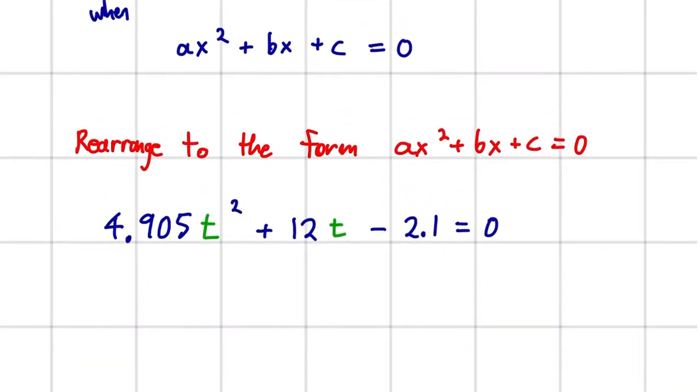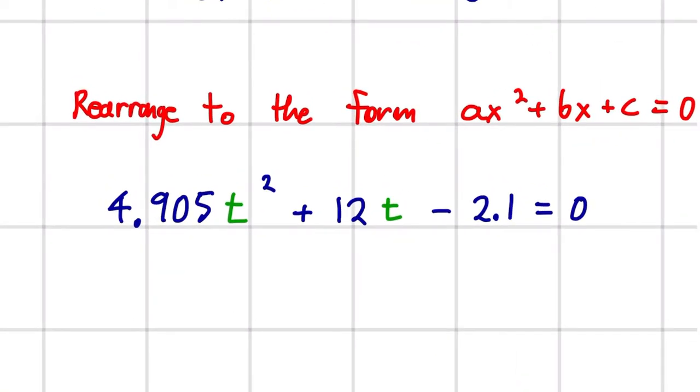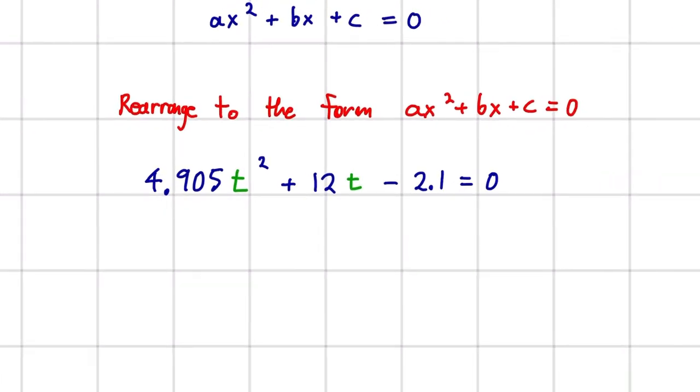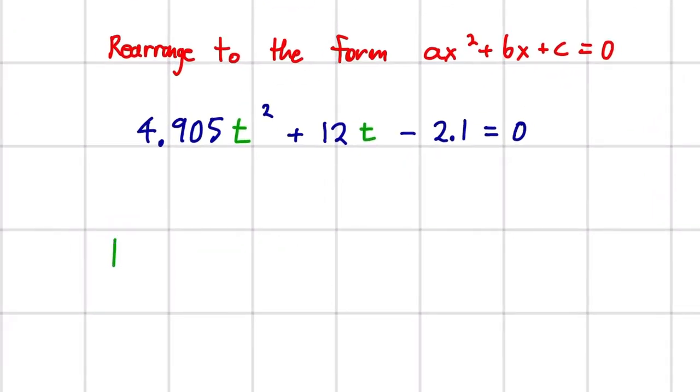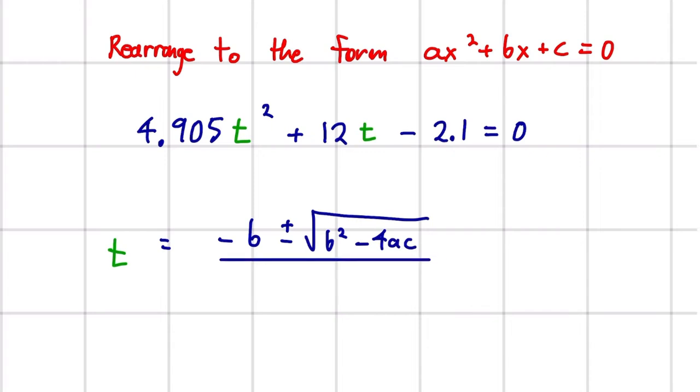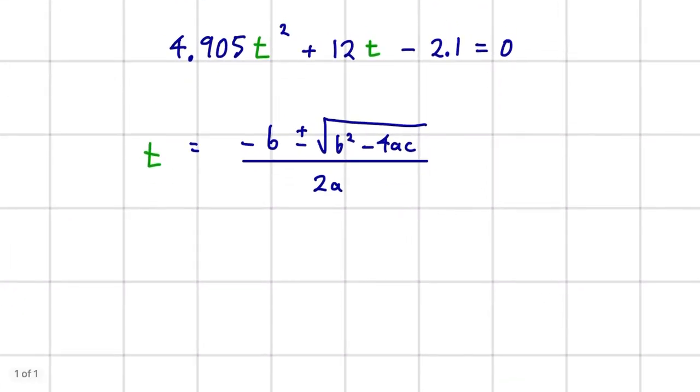And it's also important to note that whereas in this equation we've got x, here in our problem we're just using t. This doesn't affect the quadratic formula, it's simply a different variable. So here's our quadratic formula: t is equal to negative b plus or minus the square root of b squared minus 4ac, all over 2a. Now let's plug in these variables.